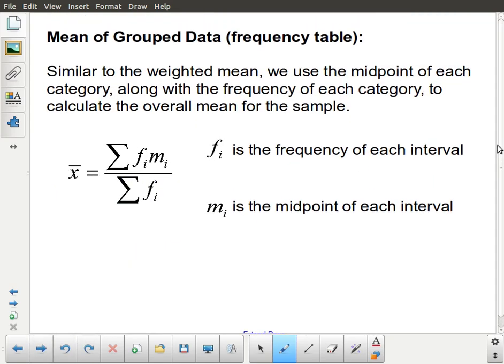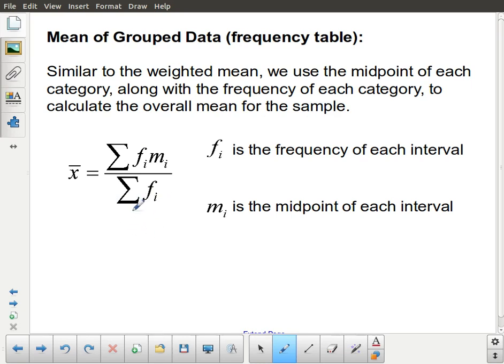Okay, and now what about something that's very similar to a weighted mean? It's a very similar calculation, and it's when we have data that's not individual data, but grouped data. The most common way to see grouped data is in something called a frequency table. So what we basically do is we're going to have data that has some sort of interval usually associated with it. And this is how we calculate that mean.